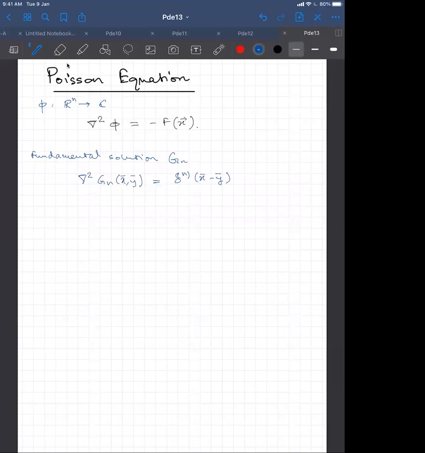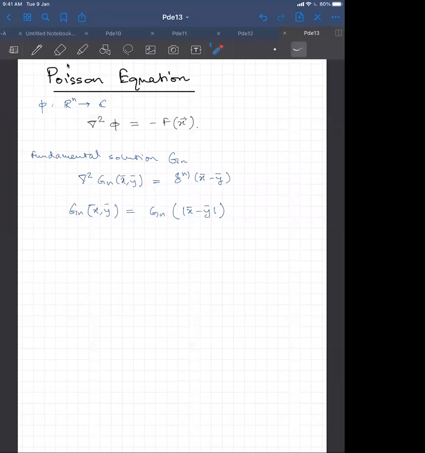Since the problem is rotationally symmetric about the point y, this special point y, the fundamental solution can only depend on the scalar distance from that point. So Gn(x, y) is equal to Gn of the modulus of x minus y. Okay. Now you can take this equation above and you can integrate both sides over, say, a ball.